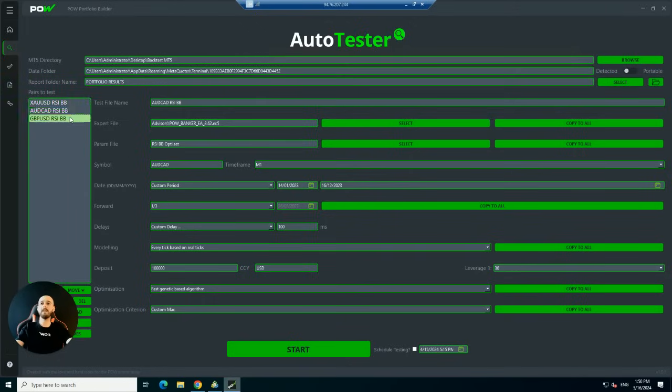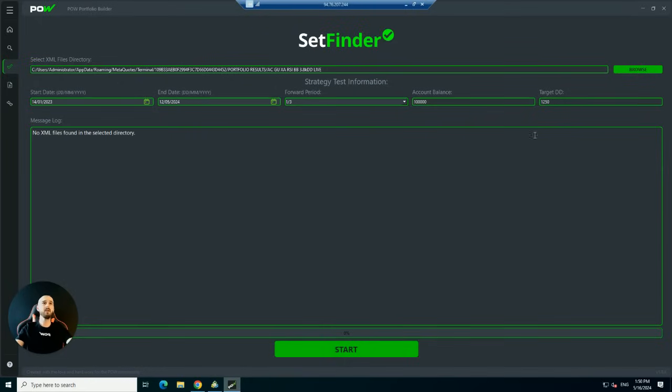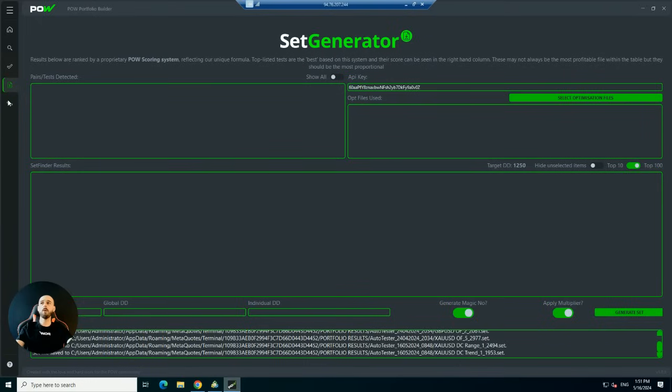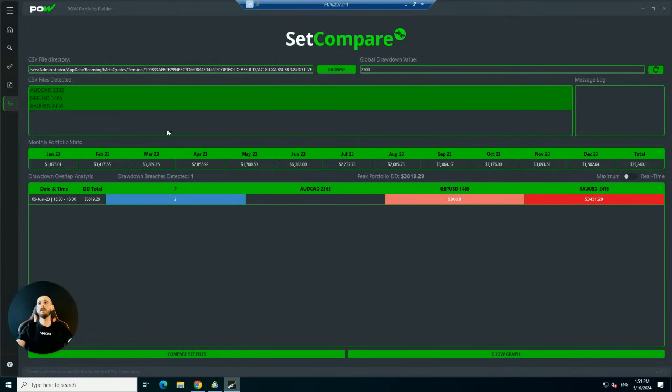So once the testing had been completed, the portfolio builder did all of the testing for me. I was then able to go through the results, target my drawdown where the portfolio builder would automatically scale my lot sizes to meet my drawdown requirements, go into the set generator and find out the sets that I wanted to use, and then I can just go into this file here, which will actually bring all of my set files together.